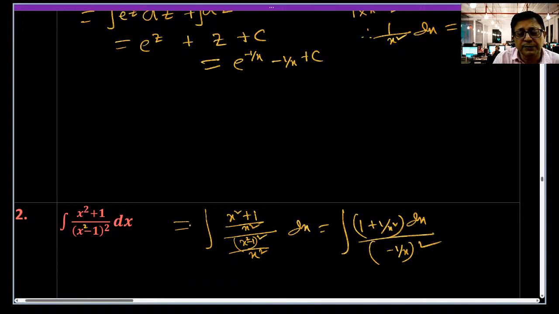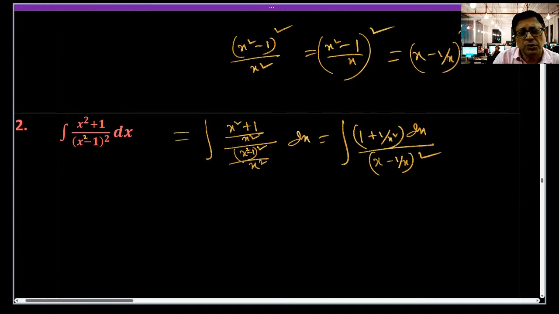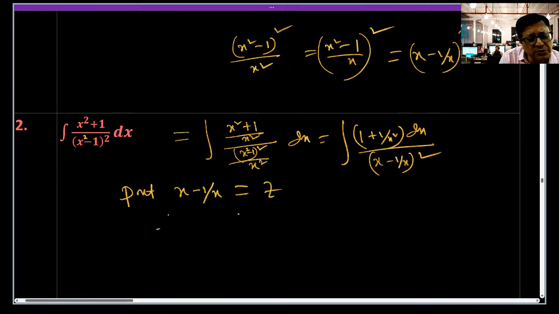So this is going to be what? If you take it inside, x square. Yes, if you take it inside, it will be x minus 1 by x whole square. Understand the manipulation? x square minus 1 whole square by x square by x whole square. This is separate. x minus 1 by x to the power 2. So put x minus 1 by x equal to z.